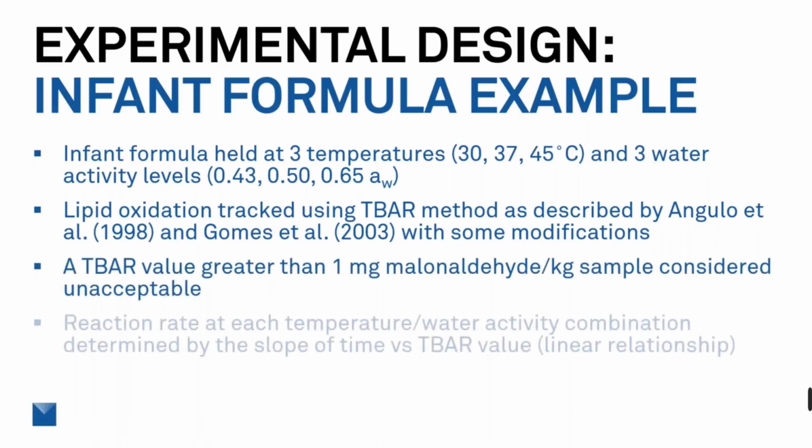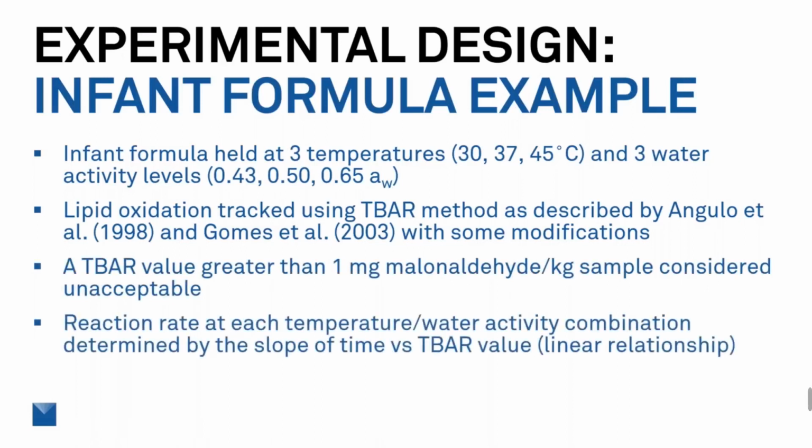That was considered unacceptable. Then we looked at the reaction rate for each of those temperature and water activity combinations, and we determined that by using the slope of the time versus the TBARS value. In this case, it's a linear relationship, so it makes it really nice and easy. That's not always the case. Sometimes, what we call a zero order reaction, but it can be a first order, which means it has more of an exponential or natural log look. It all depends. But for us, this was a linear relationship and made it very simple.